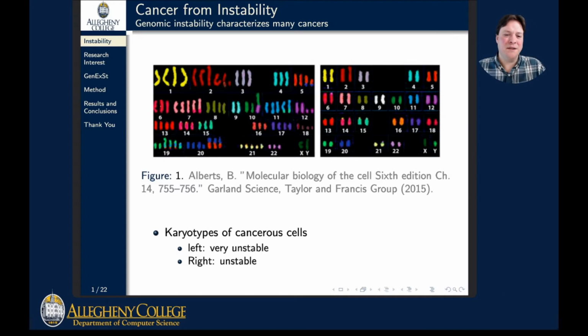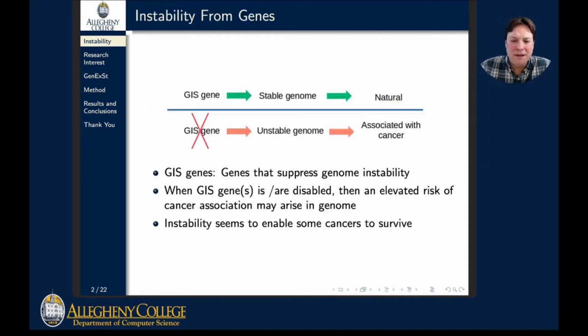In this figure, you can see two karyotypes taken from cancerous cells. On the left-hand side, we can see a very unstable situation where we have copies of chromatids that shouldn't be there. On the right-hand side, we still see a lack of stability, but maybe less so. In both cases, these cells were cancerous.